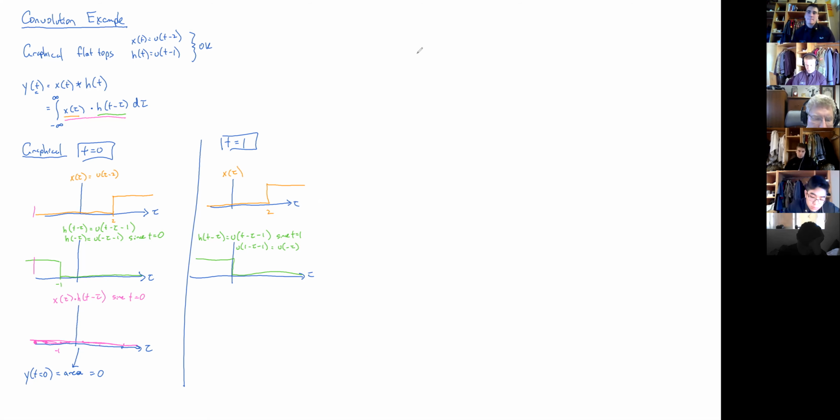Now we'll multiply them together to find out what our y is at t equals one, which is going to be the area underneath that product curve, which is what we said is our integral. So when we multiply these together, we get zero times one is zero, and zero times one is zero, and once again it's zero over here. This is still zero, this is still zero. No matter where we go, it's always zero. So the area of x of tau times h of t minus tau for t equals 1 is also going to be 0.